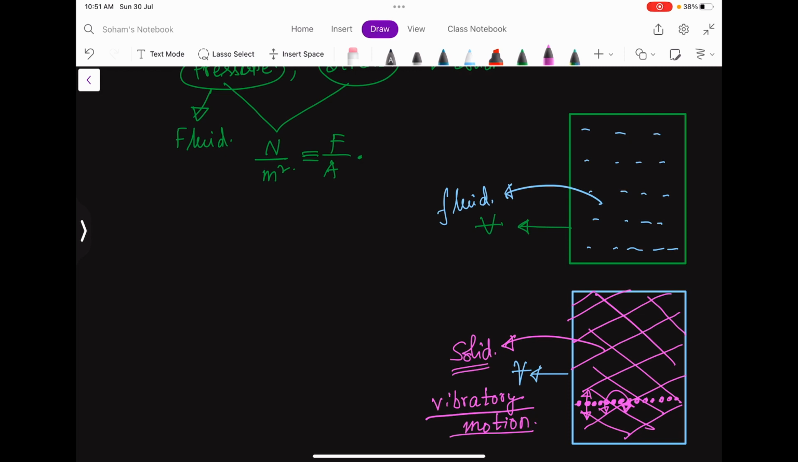But in case of the fluid, if I consider a fluid molecule here, this molecule has the tendency of moving here and there. Okay, here or here or here. And similarly, all other molecules of the fluid have the same tendency. So they can move randomly.